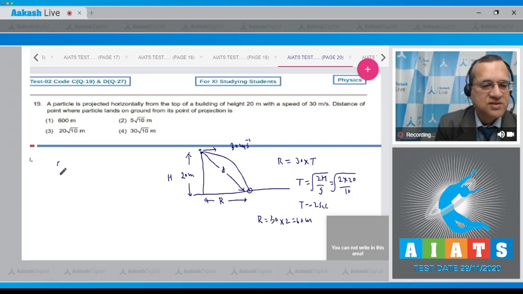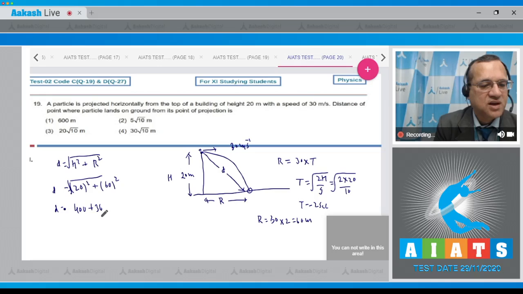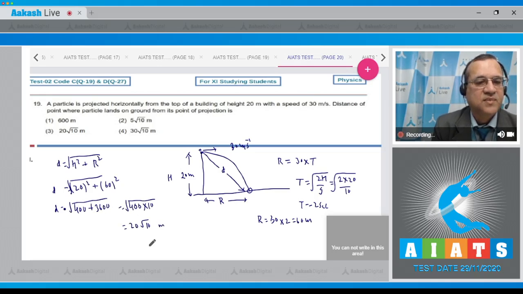And how will you calculate it? So d should be equal to root of h square plus r square, and fill in the values. h is 20, so 20 square, and r we have calculated as 60. So d becomes equal to root of 400 plus 3600, which is root of 4000. So I write this as 20 root 10 meters. Look at the options. The third option is 20 root 10 meters. So the answer to this question is the third option.